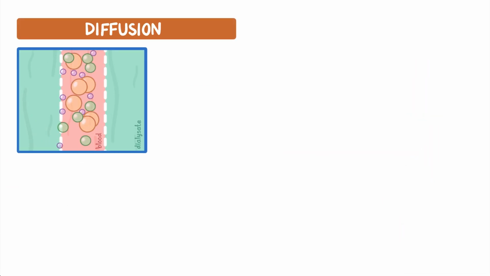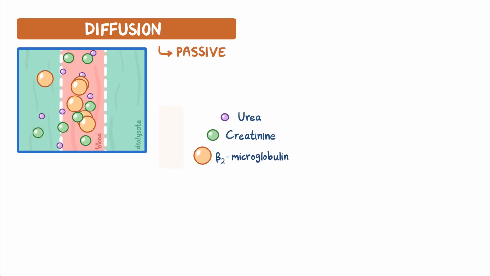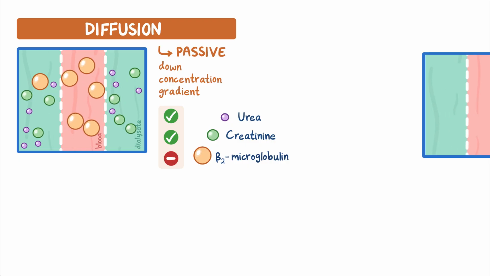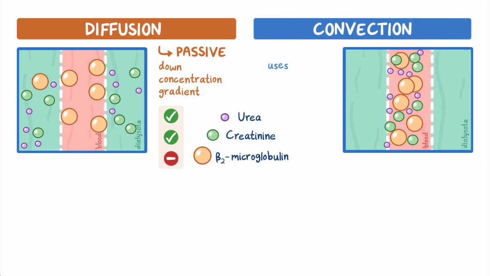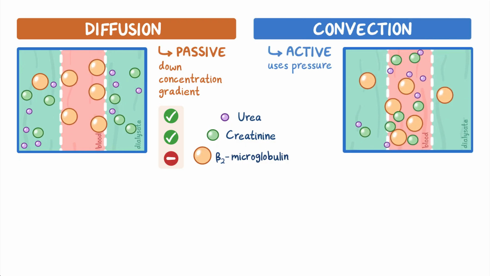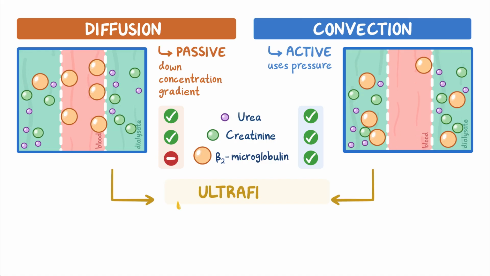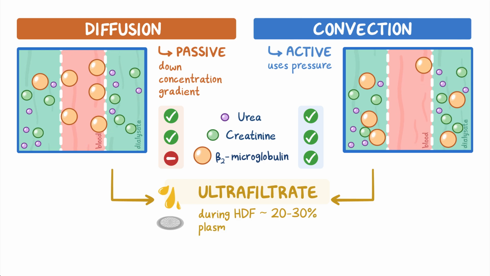While diffusion allows solutes to passively filter through a high-flux dialyzer down a concentration gradient from blood to dialysate, convection uses pressure to actively drag larger, potentially uremic molecules such as beta-2 microglobulin across the dialyzer into the ultrafiltrate. During an HDF treatment, approximately 20 to 30% of the plasma water is removed by ultrafiltration.